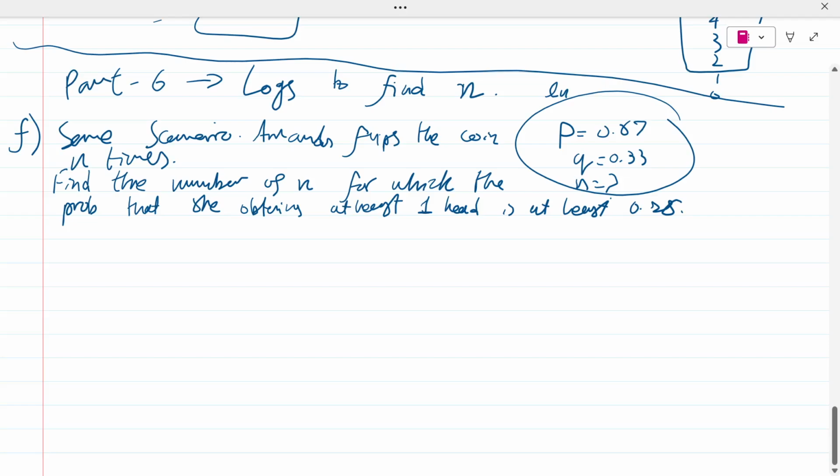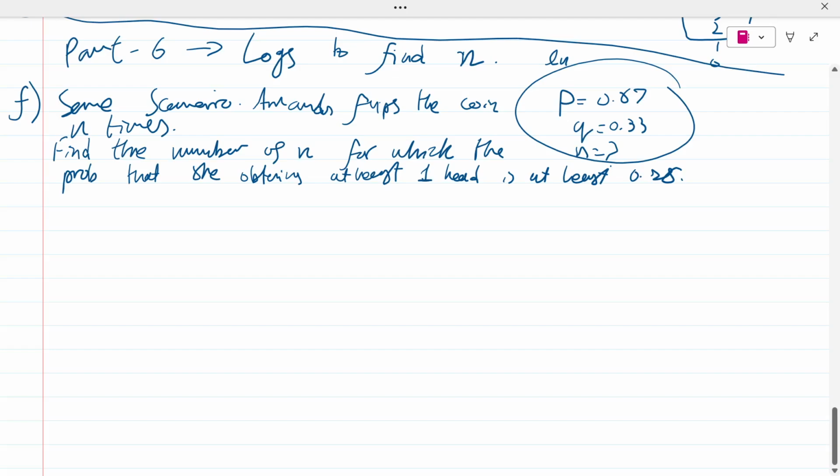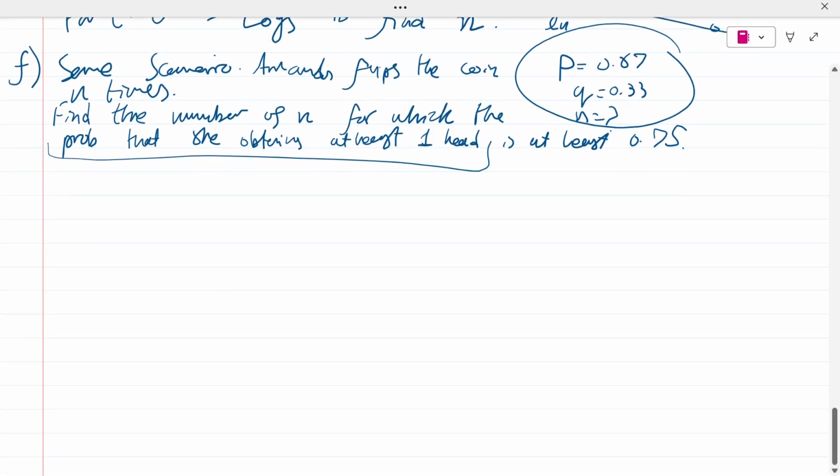Now look, same scenario. Amanda is flipping the coin n times. Find the number of n for which the probability that she obtains at least one head is at least 0.75. I know this sounds confusing, and I was trying to make it simple, but it just can't get any simpler than what it actually is, right? Now look, find the number of n for which that is something we already learned, right? The probability that she obtains at least one head. Let's just focus on this. The probability that she obtains at least one head is at least 0.75.